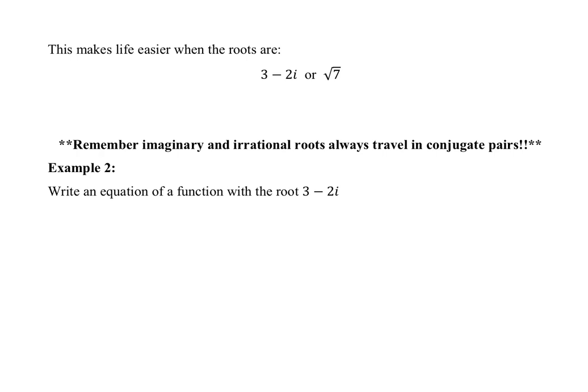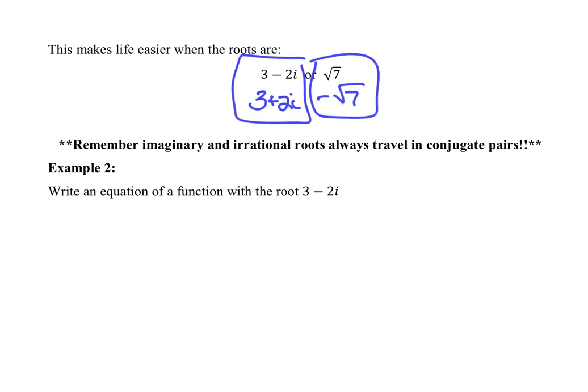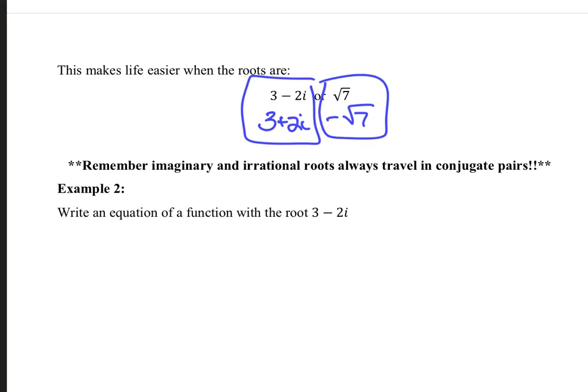So this makes life easier when the roots are 3 minus 2i and 3 plus 2i. If I know 3 minus 2i is a root, then I know 3 plus 2i is its conjugate pair. If radical 7 is a root, then negative radical 7 is also a root. So we can do the sum and the product with these and write our equations without having to do some crazy multiplications. So let's just show you how this works.